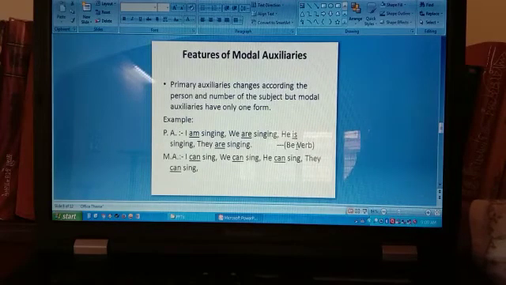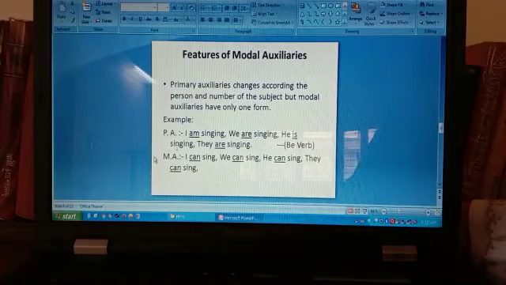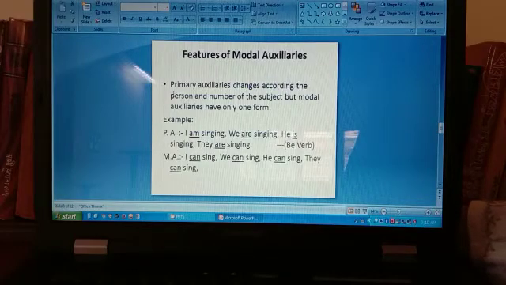Now we will come to the features of modal auxiliaries. We will understand these features in distinction with the primary auxiliaries. See the first feature of modal auxiliary. Primary auxiliary changes according to the person and number of the subject, but modal auxiliaries have only one form. Let us see the examples, we will understand.